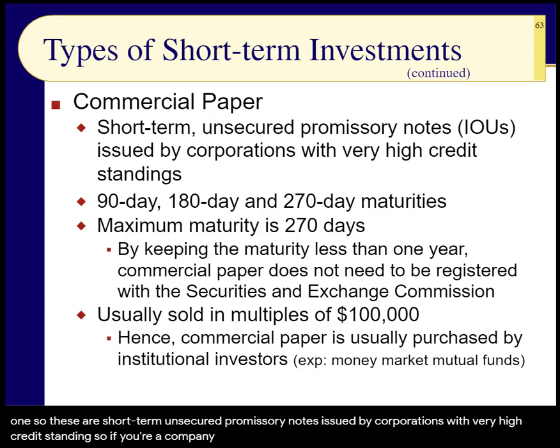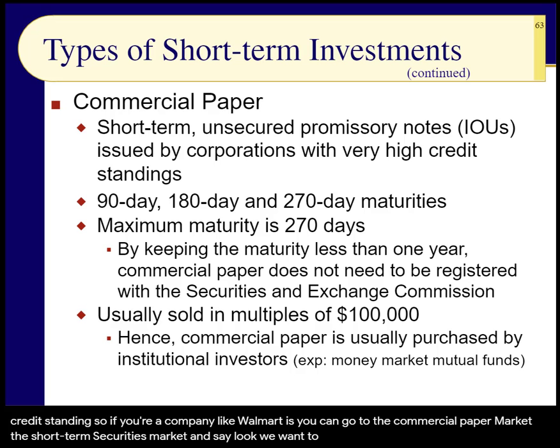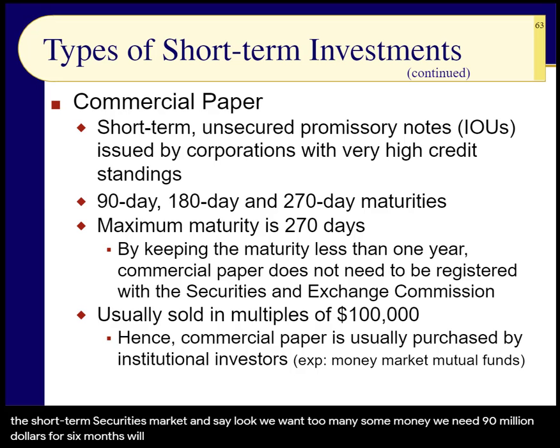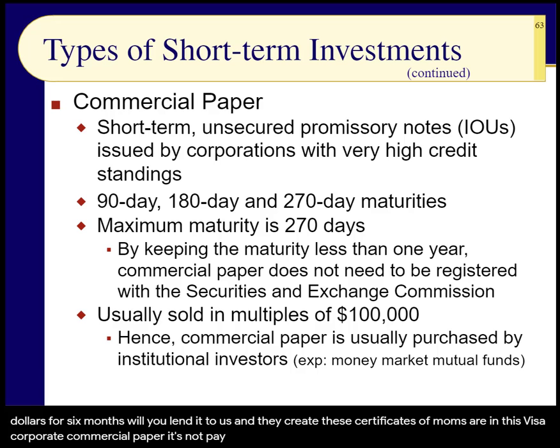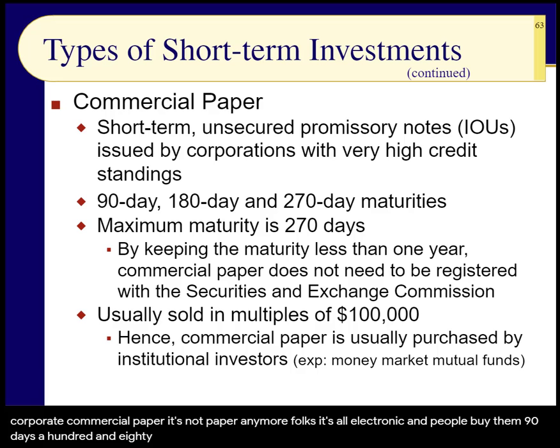So if you're a company like Walmart or General Motors, you can go to the commercial paper market, the short-term securities market, and say, look, we need some money. We need $90 million for 6 months. Will you lend it to us? And they create these, I'm sorry, this corporate commercial paper. It's not paper anymore, folks. It's all electronic. And people buy them for 90 days, 180 days, 270 days.